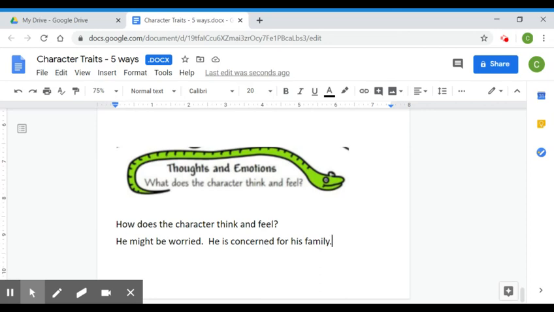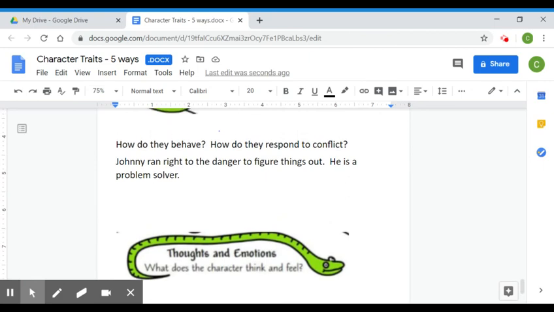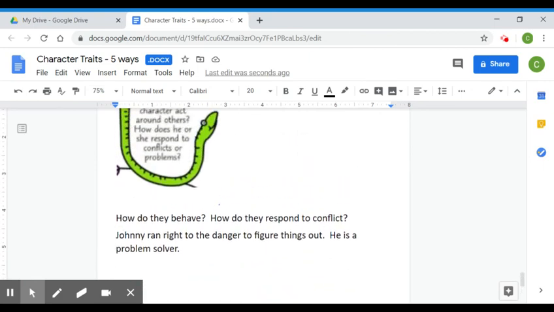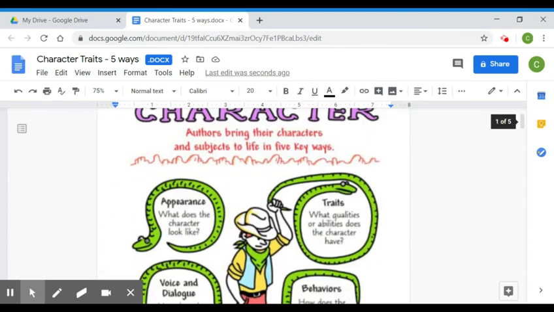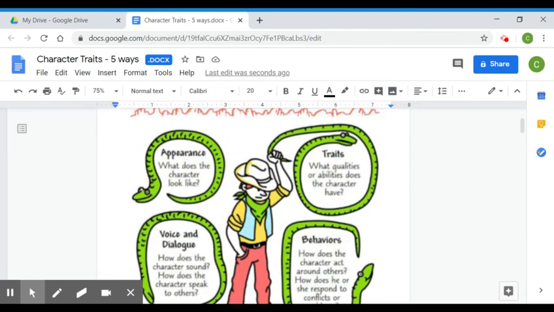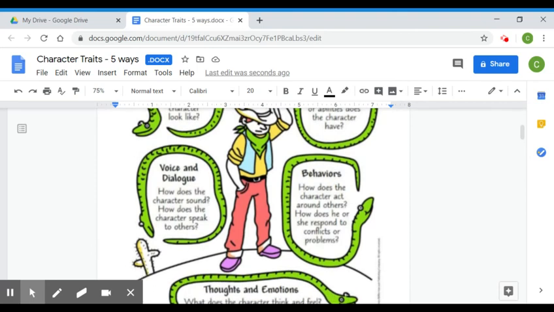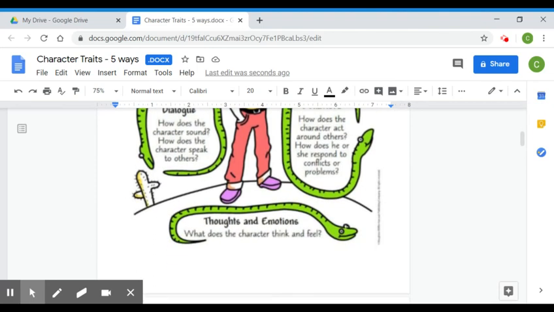Now, all of these sentences that I've added: he might be worried, he might be concerned, Johnny ran right to the danger to figure things out, he is a problem solver. Did I write any of those words in this story? No. Did you find them word for word in this story? No. You had to use your context clues tool to help you to figure out the character traits. These are five ways in which an author builds a character. He builds the characters by their appearance, their traits, their voice and dialogue, their behaviors, and their thoughts and emotions.